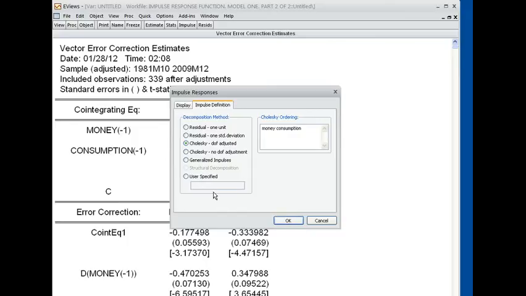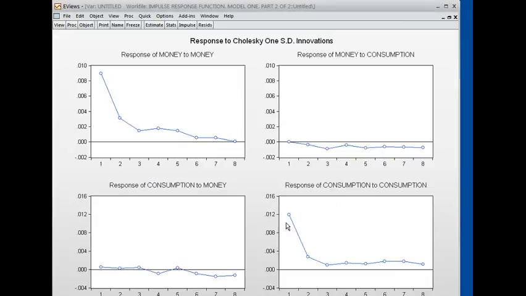Then here you can see you can user specified. You can also set your own ordering. That is also possible. You can set the ordering, but I have chosen this one, Cholesky Dov adjusted. Okay, then I press OK.